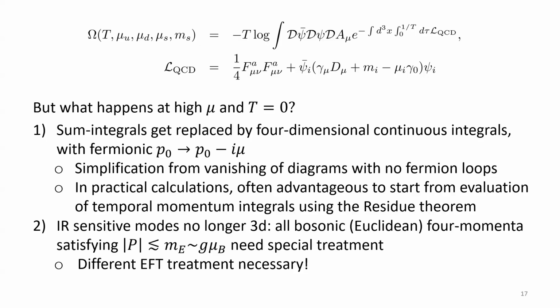Basically, since we are working in Euclidean space, you can look at bosonic four-momenta and conclude that all bosonic four-momenta whose absolute value is smaller or of the order of the so-called Debye mass, which is basically a thermal mass, the one-loop thermal mass that the temporal gluon obtains at one-loop order, need some kind of a special treatment. And that then leads to the development of an entirely different type of effective field theory than what one works with at high temperatures.